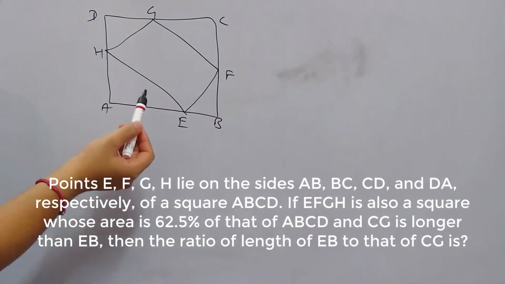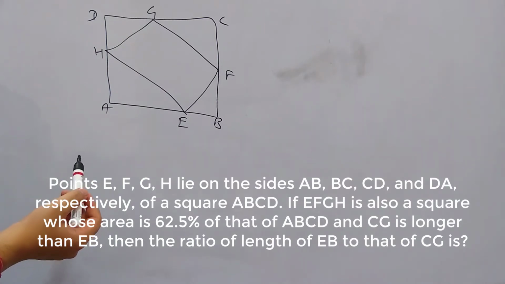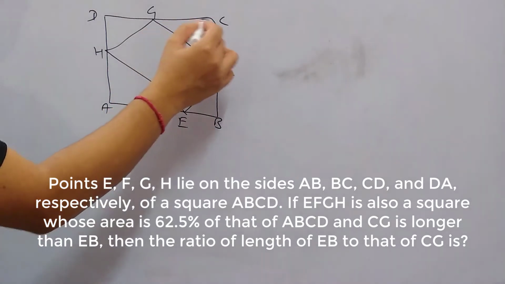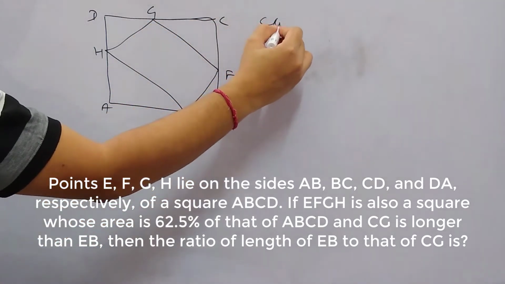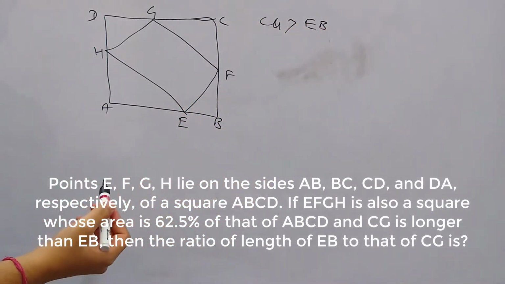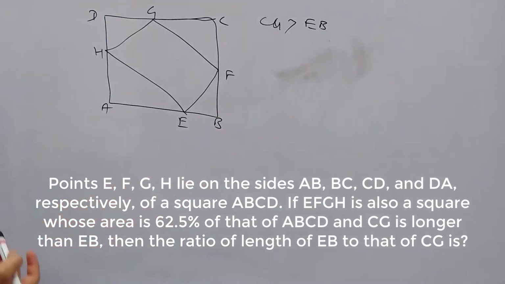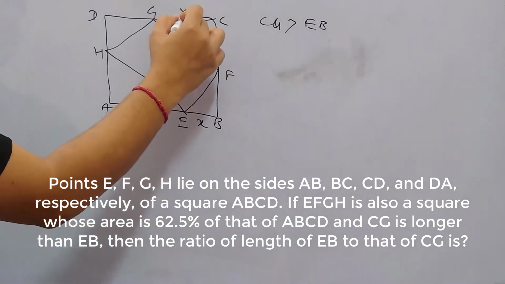So the area of the inner square is 62.5% of that of the outer square. And then CG is longer than EB. It is given that CG is longer and EB is shorter. So we can write CG is greater than EB. Then the ratio of the length of EB to that of CG is what? So we need to find out EB by CG. Okay. So let's say this EB is X and CG is Y.